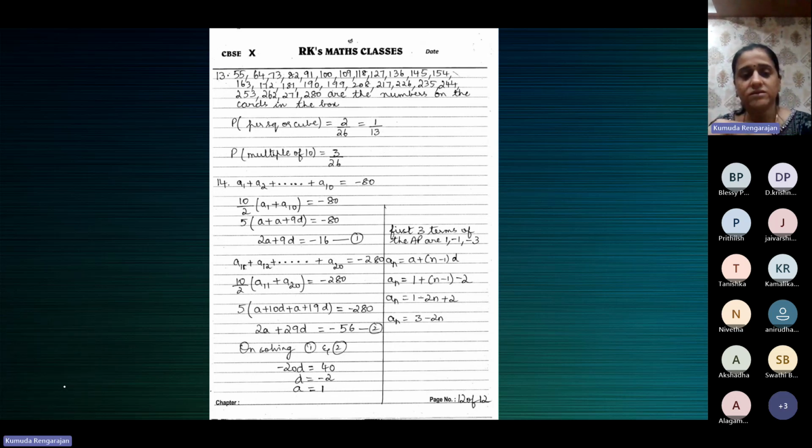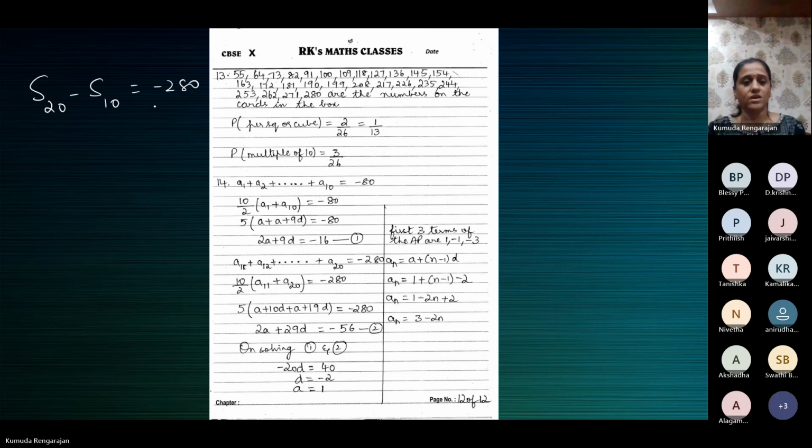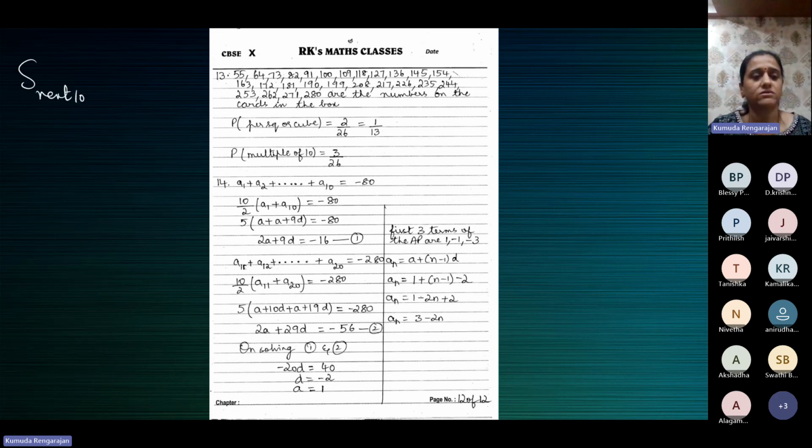So for the second information, that is, the sum of the next 10 terms is minus 280, you can also construct the equation like this. S20 minus S10 is equal to minus 280. The sum of the next 10 terms is equal to minus 280. So next 10 terms means the sum of the first 20 terms minus the sum of the first 10 terms is equal to minus 280.